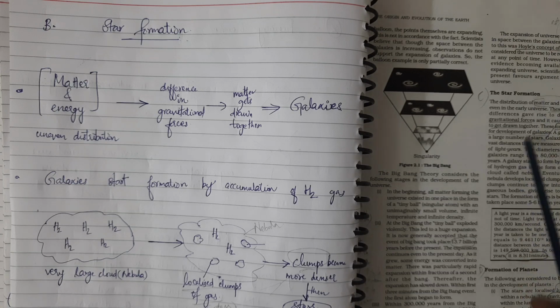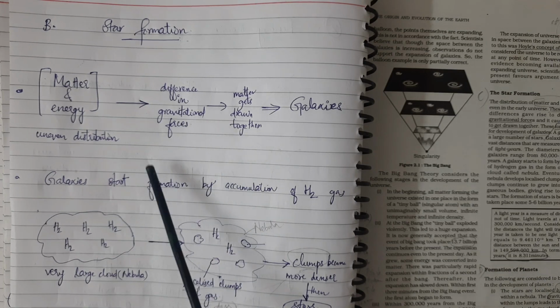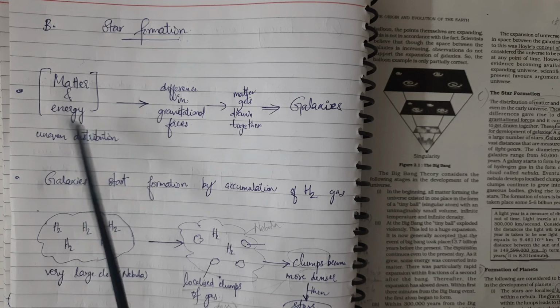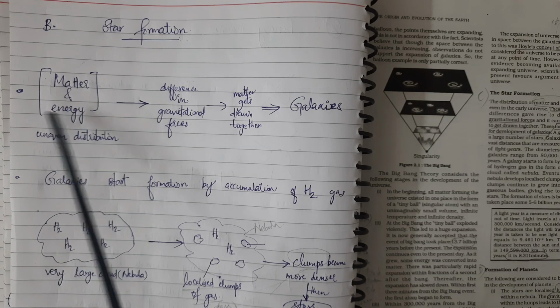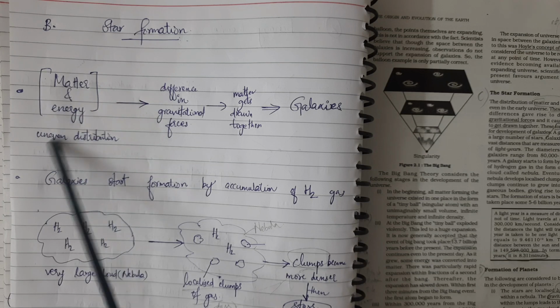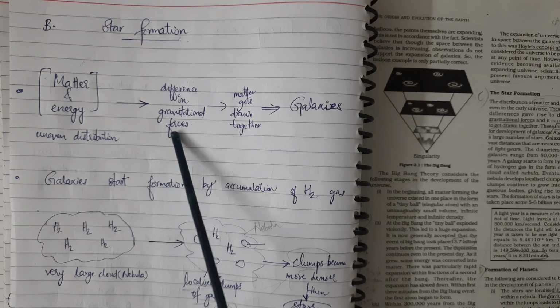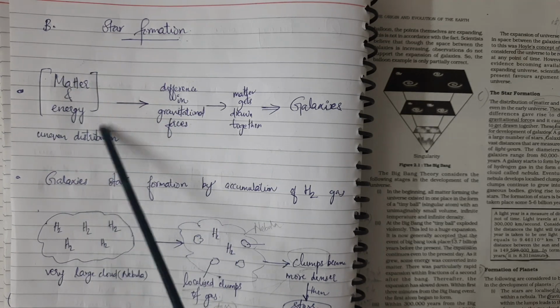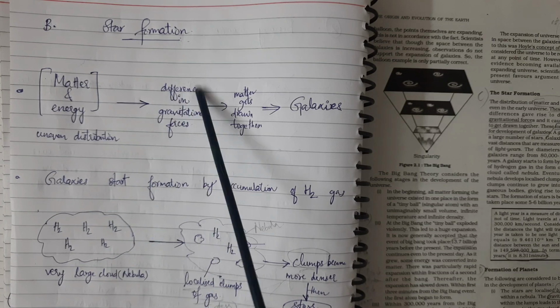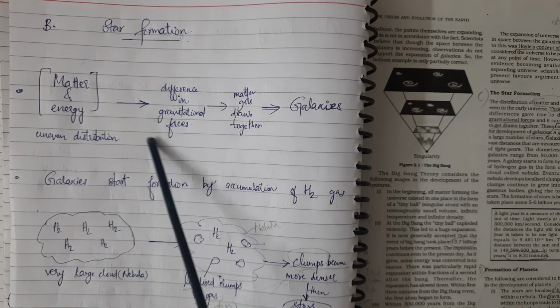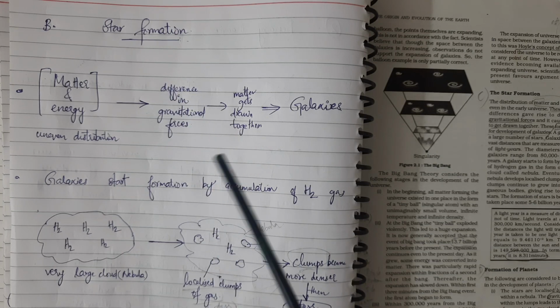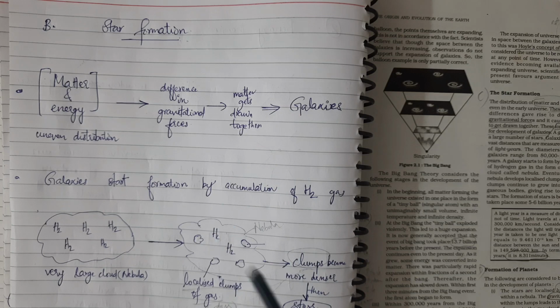Then the star formation. So we are trying to show it pictorially and very easily. At the beginning of time, that is the early universe, the matter and energy were unevenly distributed. Uneven distribution causes difference in gravitational forces. So this is all connected. A difference in the gravitational forces causes matter to be drawn together, and this formed galaxies. As the matter came together, they formed galaxies.